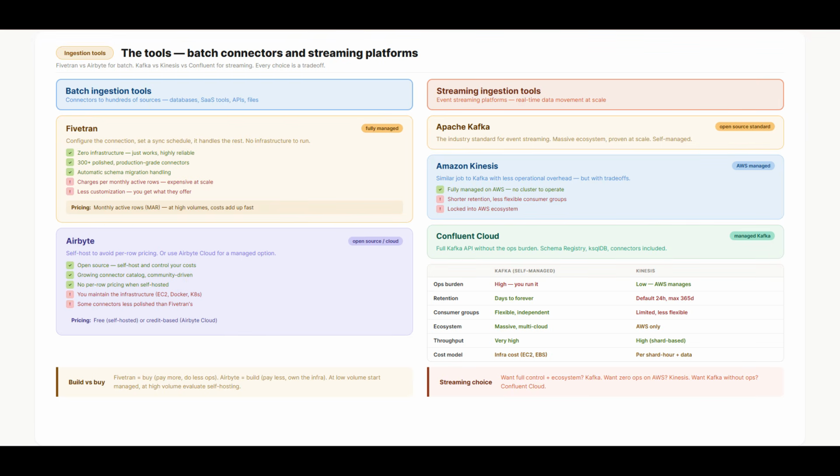For streaming, Kafka is the open source standard. If you're on AWS and don't want to manage Kafka yourself, Amazon Kinesis does a similar job with less operational overhead. But Kinesis has some limitations: shorter retention, less flexibility with consumer groups, and you're locked into the AWS ecosystem. Confluent Cloud gives you managed Kafka if you want the Kafka API without the ops burden.